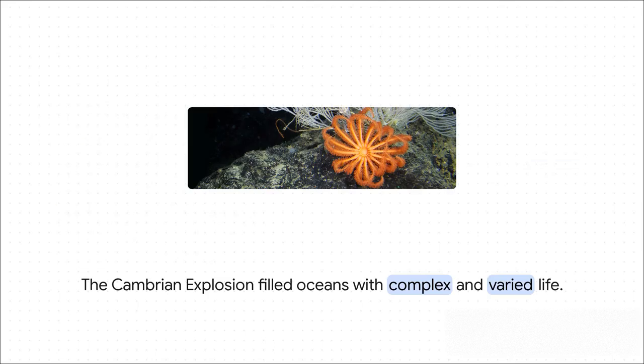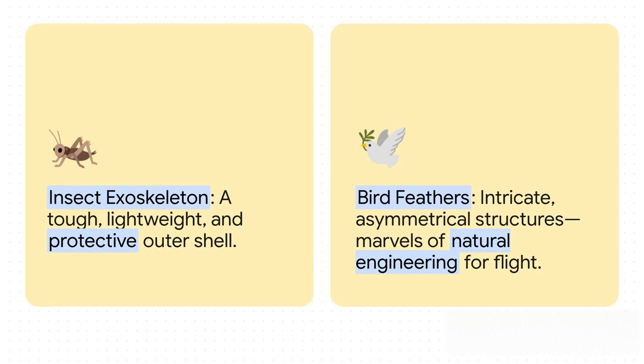But things did not stay simple for long. About 530 million years ago, we get the Cambrian explosion, just this incredible burst of evolutionary creativity where pretty much all modern animal blueprints just appeared. And suddenly, the oceans were filled with these creatures of incredible complexity and variety, like this beautiful feather star. And that explosion of creativity led to the absolutely breathtaking diversity we see today.